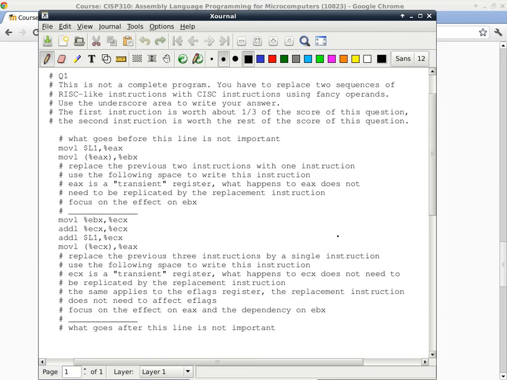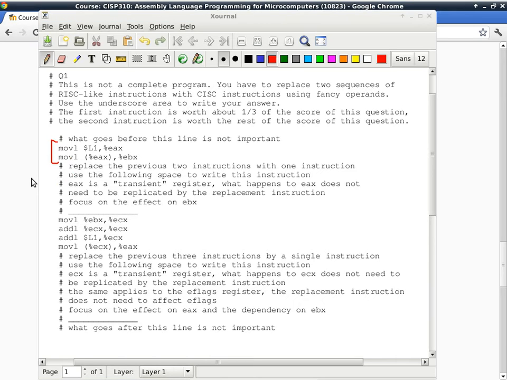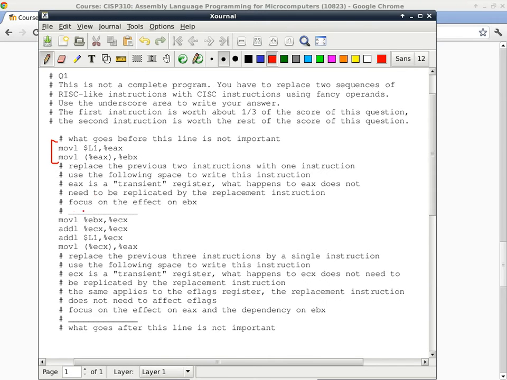So let's take a look at the first part. There are 2 parts, and definitely there'll be partial credit. If someone answers one correctly but not the other one correctly, there'll be partial credit because these 2 are independent. They don't depend on each other. All right, so I'm going to use a red pen here. The first part consists of these 2 instructions. And I want you to replace these 2 instructions with a single instruction in the blank space given here.